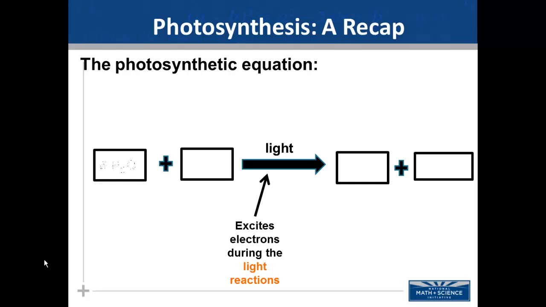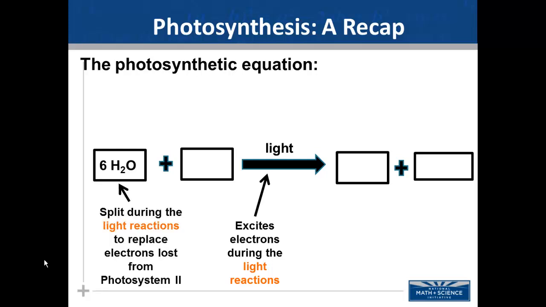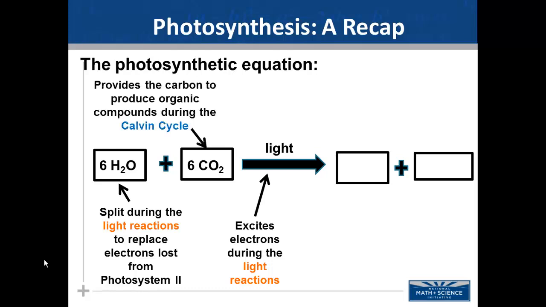We need 6 water molecules in order to perform photosynthesis, and hopefully you remember that the water is split during the light reactions to replace electrons that are lost from photosystem 2. Remember, that's called photolysis. 6 carbon dioxide molecules are also required, and that's where the carbon comes from to make the organic compounds, the G3P, the PGAL, the glucose, that is produced during the Calvin cycle. So the carbon dioxide is required in the Calvin cycle, not in the light reactions.